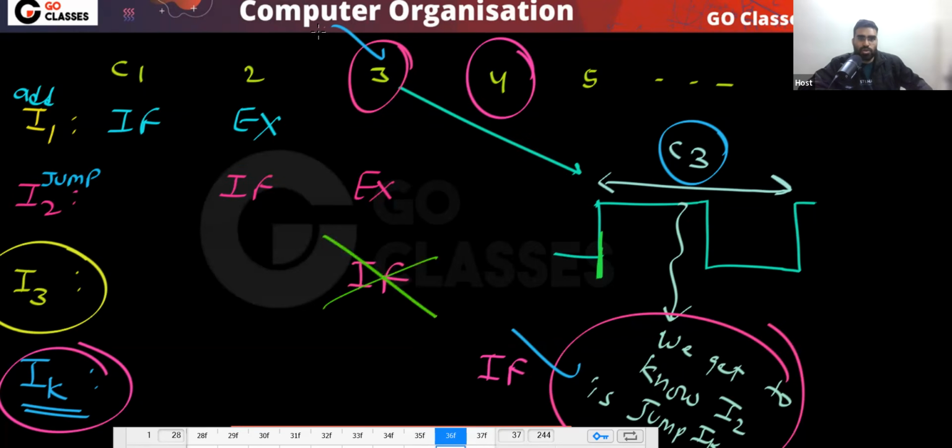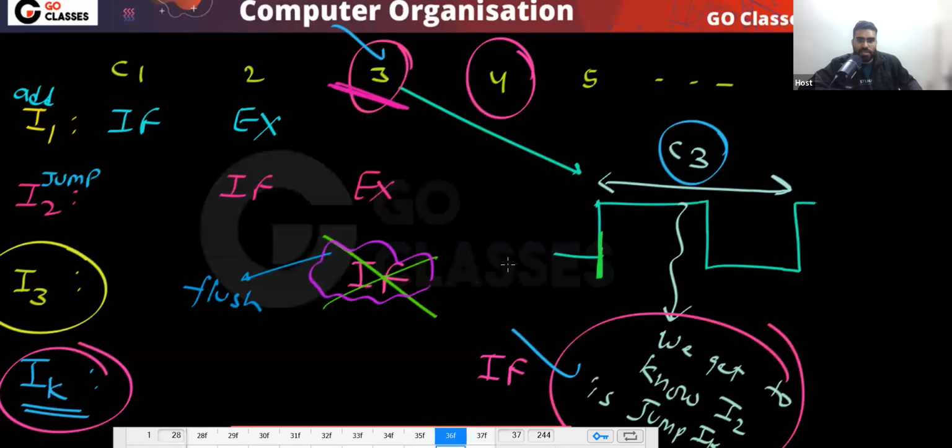It will not continue, so a bubble has been created. Yes or no? Because in the cycle C3, this bubble has been created. You will flush it. This is called flushing. A bubble has been created in your pipeline. Is this clear?